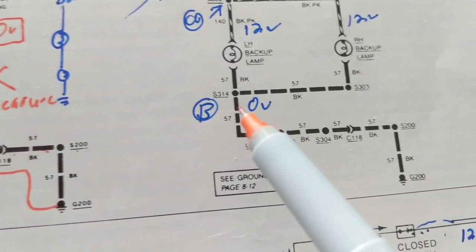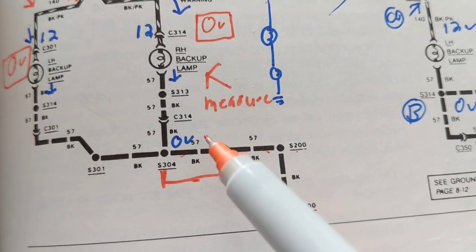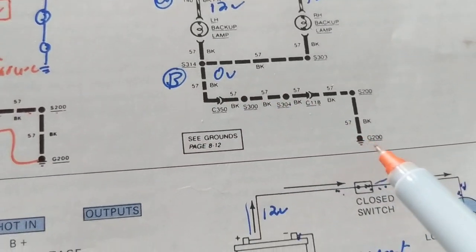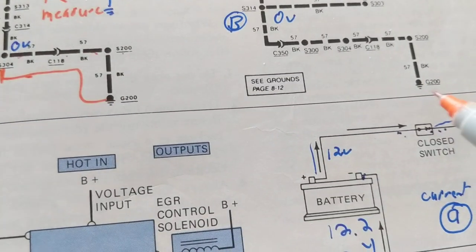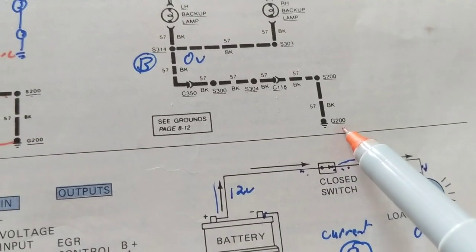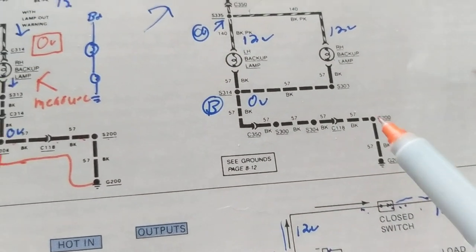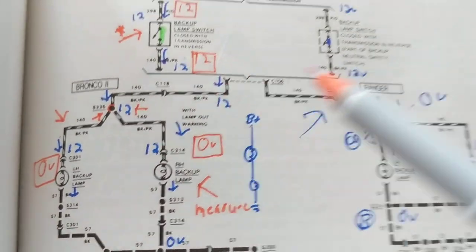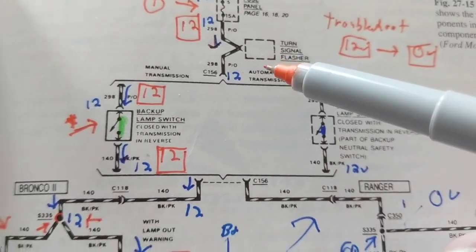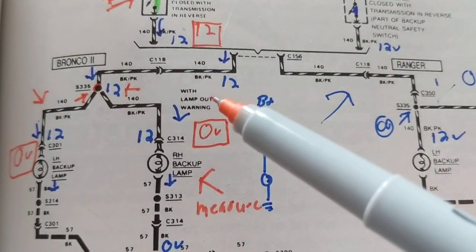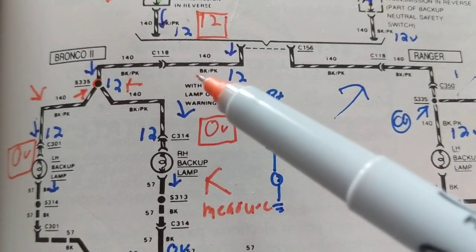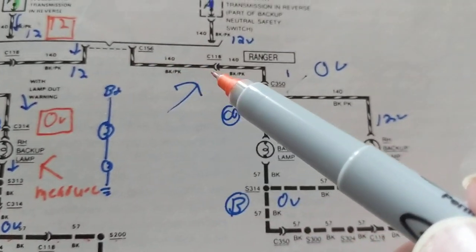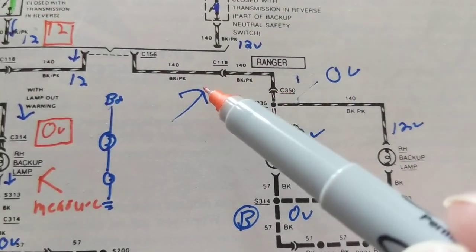See? Now, also, see? G200. G200, same ground points. So they try to keep the same thing going. So let's say I'm troubleshooting, and I want to find the connector for the Bronco. Which wire is it? The black and pink. Now I'm working on a Ranger. Which color is it? Black and pink.